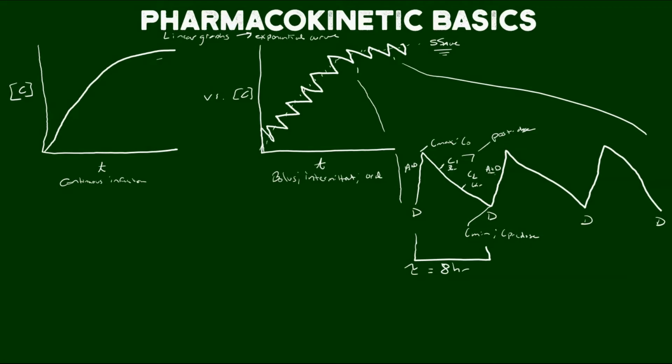And the last thing I'll mention is generally C predose is considered to be right before the next dose. So a lot of times people will put this in equations as 8 hours. Now let's zoom in one more time and take a look at what we would call the linear portion of this graph.